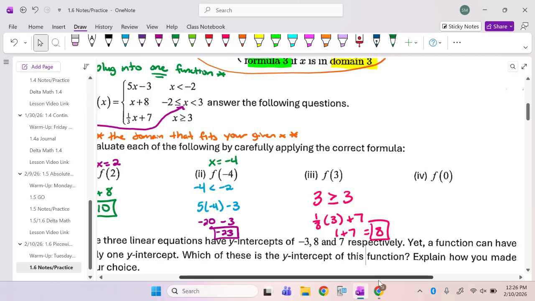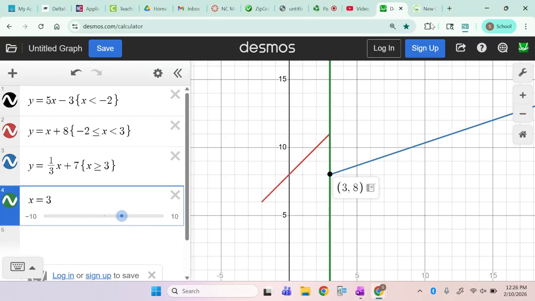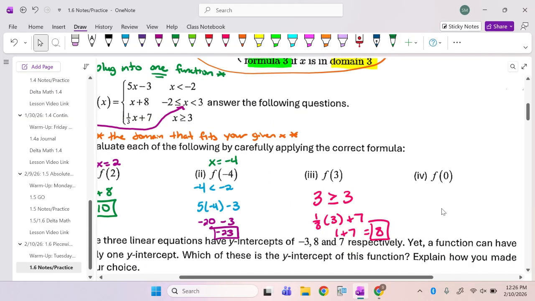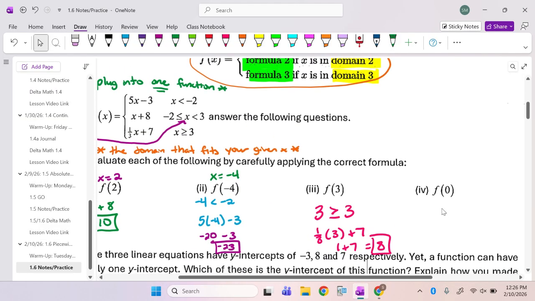All right. f of 0. Let's go with Reagan. So Reagan, which function did you plug 0 in for? Okay, why? Okay. Now, you may have read it backwards. So it's technically saying that 0 is less than negative 2. So is that true? No. All right, so which one do you think you plug it in then?